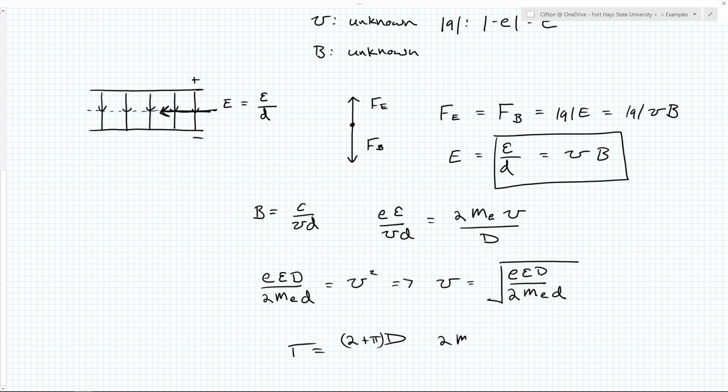So that'll be a 2 m_e d in the numerator. This stuff in the denominator, take the square root of it. So there is the time that it's going to take that electron to travel around the path once.